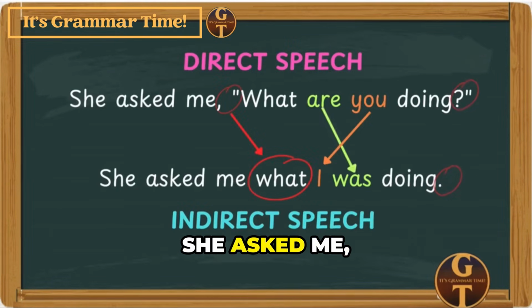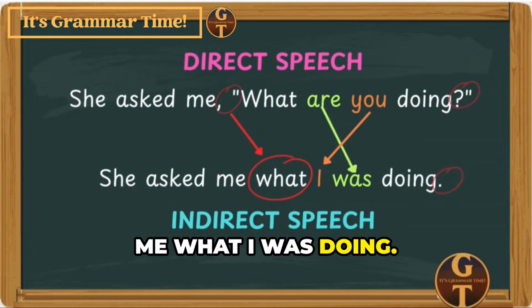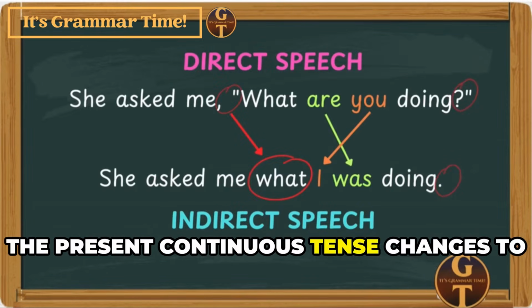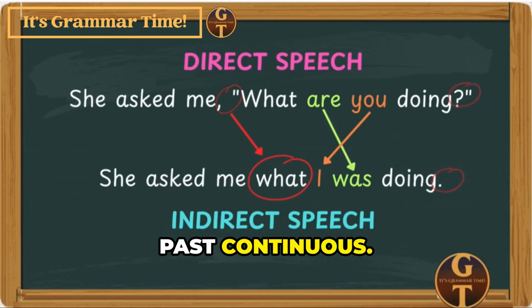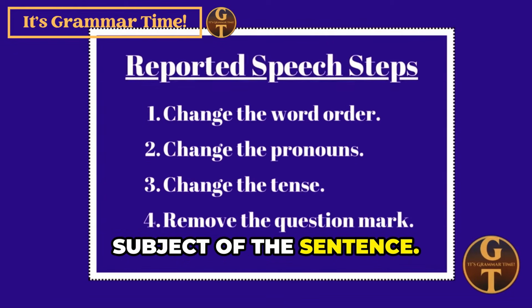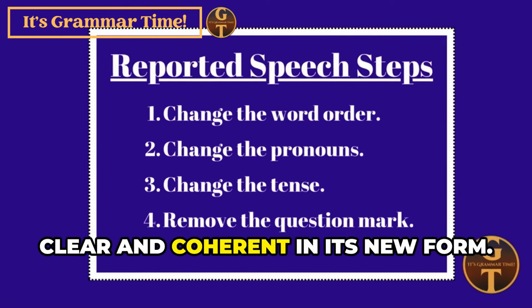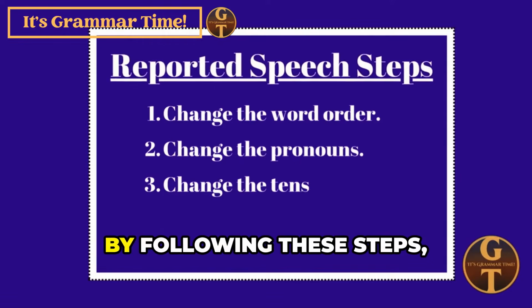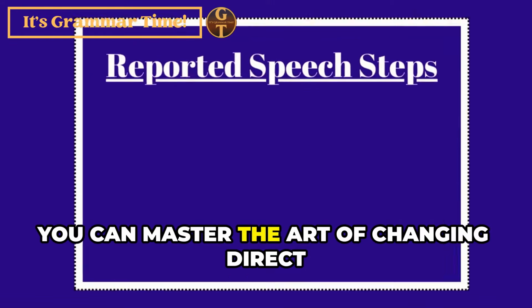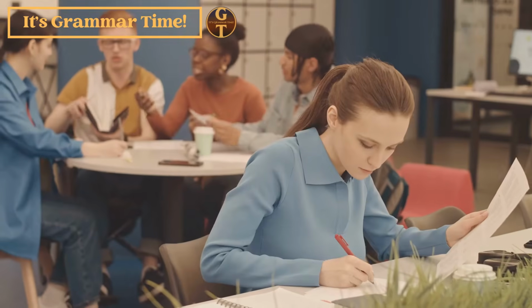For example, she asked me, "What are you doing?" becomes she asked me what I was doing. The present continuous tense changes to past continuous. We also change pronouns to match the subject of the sentence. This ensures that the sentence remains clear and coherent in its new form. By following these steps, you can master the art of changing direct questions into indirect statements.